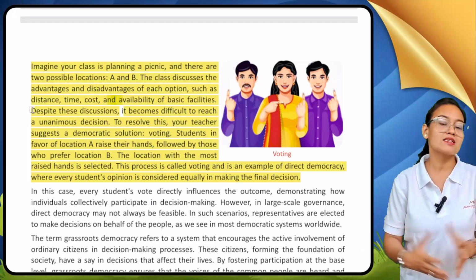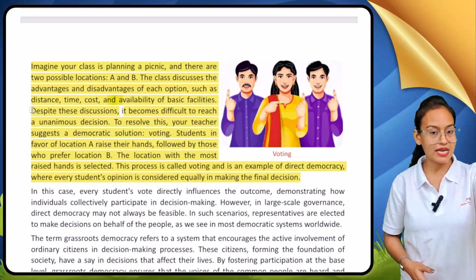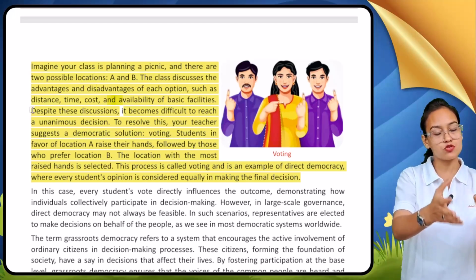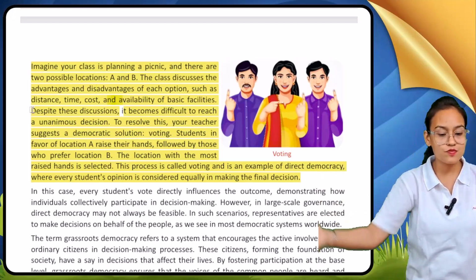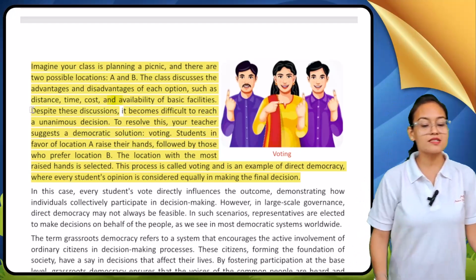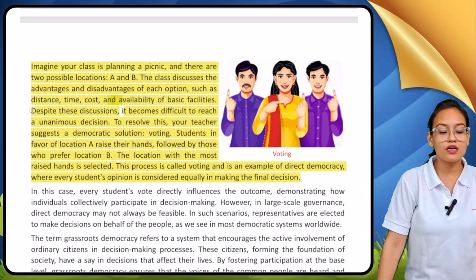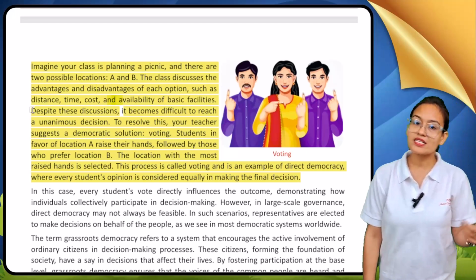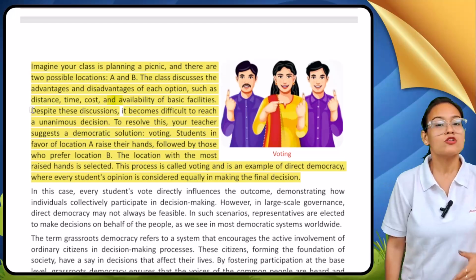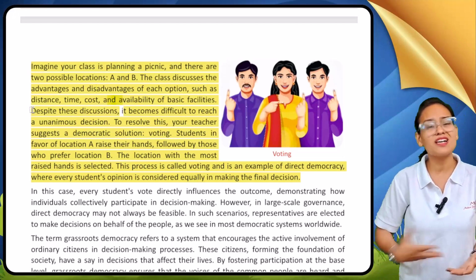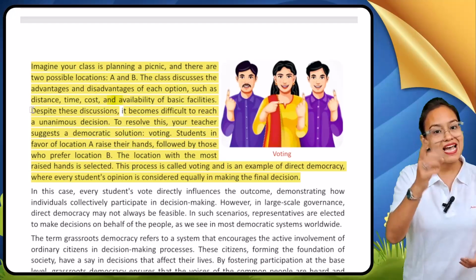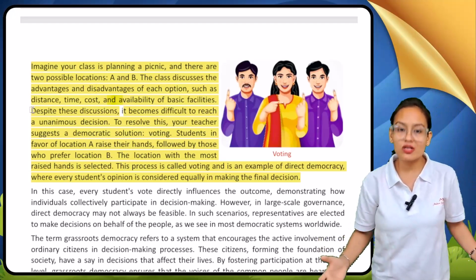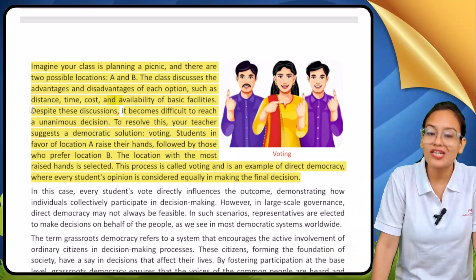Now your whole class is discussing that if you choose place A, then this disadvantage may be faced, or if you choose B, then this advantage may be gained. So despite this discussion, it becomes difficult to reach a unanimous decision. It creates a very difficult situation to choose any one area where you want to go for the picnic. So for resolving this problem, you consult with your teacher.